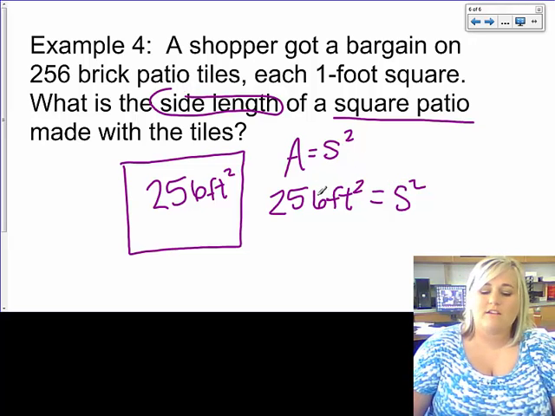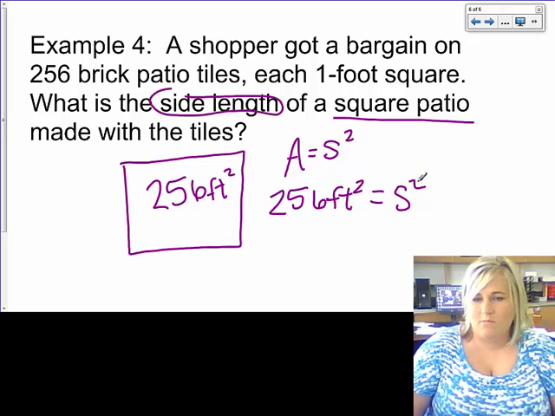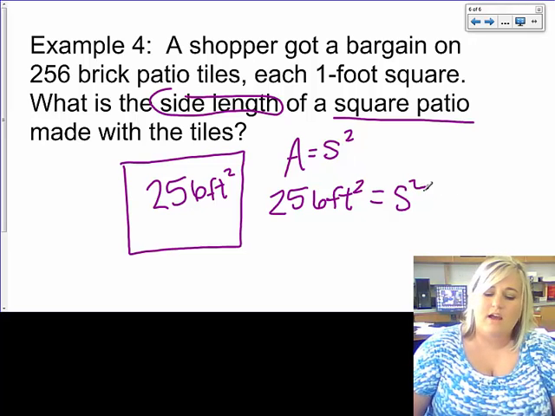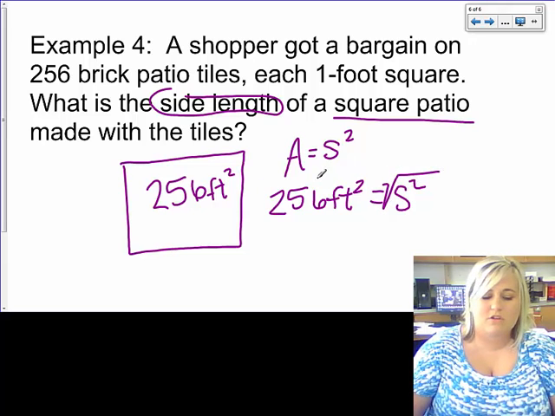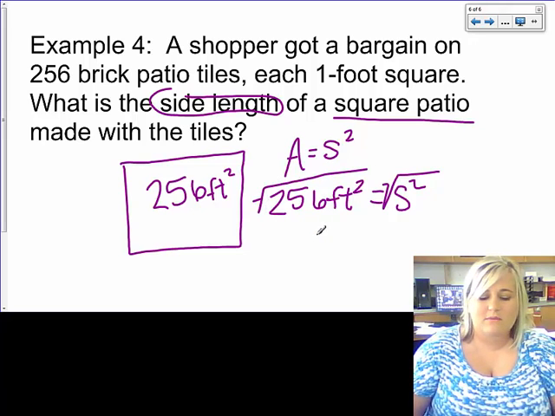I already know that. So for a square to cancel, I hope that you can remember from your pre-algebra days that the opposite of squaring is square rooting. So we would square root. What I do to one side, I must do to the other. And radical 256 gets me 16, and it's just 16 feet.